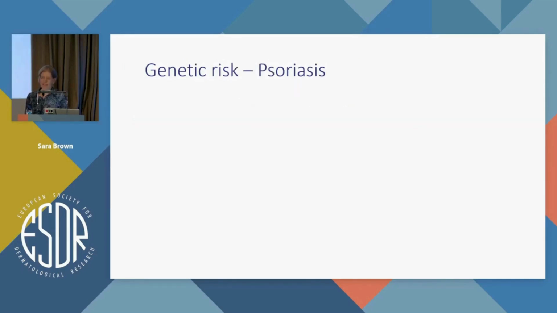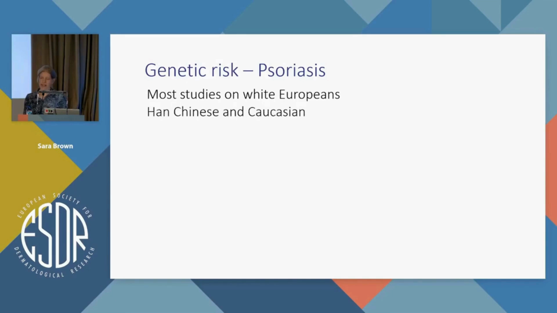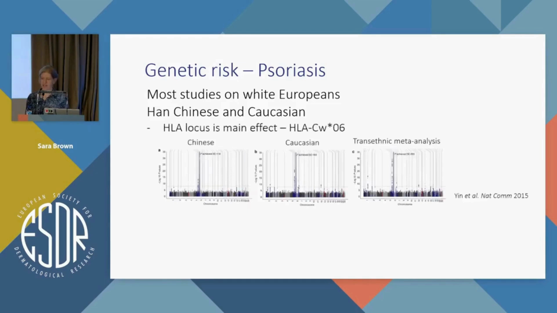So coming back to genetics, can we use genetics to understand the difference in psoriasis in people of colour? Well, the major challenge here is that by far the vast majority of studies have been on white Europeans. And that's partly because psoriasis is much more common in white Europeans, still relatively rare in other populations. But it is common enough in Han Chinese that we can compare between the Han Chinese and the Caucasian.